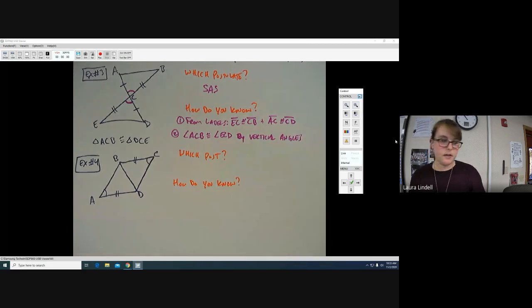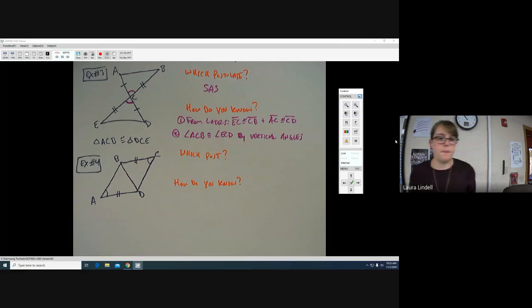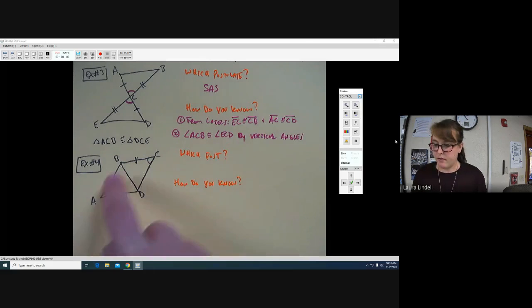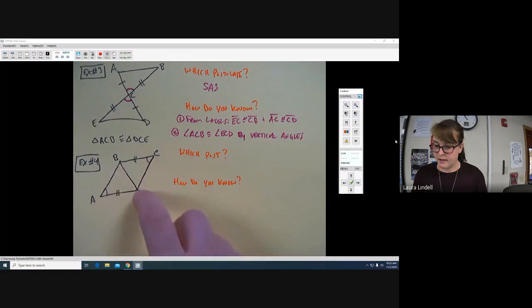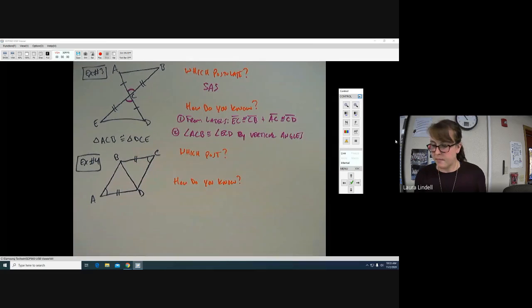All right, last one here. Looking at this picture, we have A, B, C, and D. And we're trying to show that these two triangles here are congruent with the information that we have. So what's one more piece of information we need to label? Are there vertical angles? Do they share a side? What's going on here? What other thing should I label?